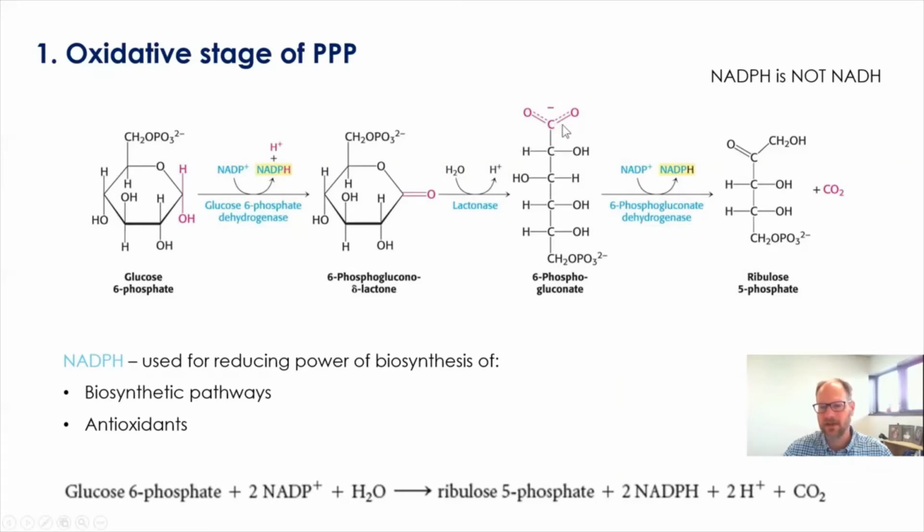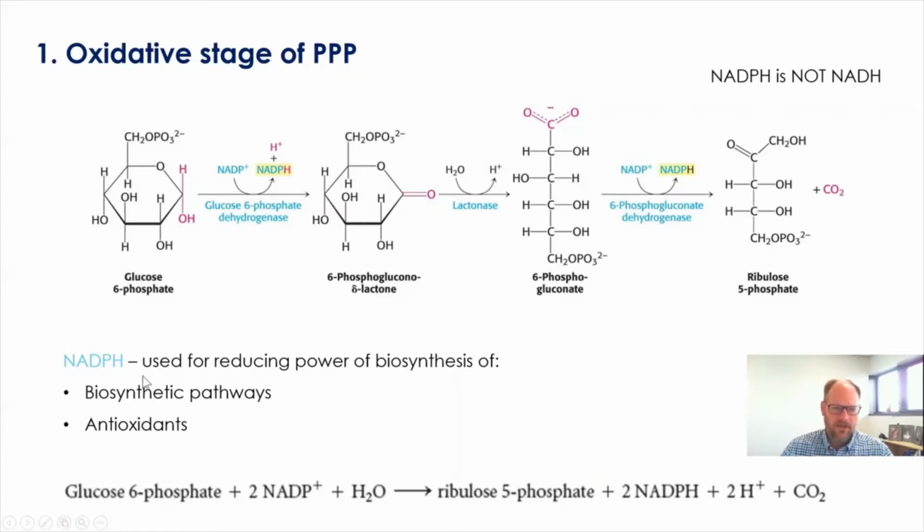And so if you can imagine in a step here with a base abstracting a proton here, if those electrons resonate back onto this carbon, then this guy can leave as a carbon dioxide. So that's ultimately what's providing the free energy driving power that leads to the production of this NADPH. Okay. So in these 3 steps that we're showing here, we've transitioned from glucose-6-phosphate to ribulose 5-phosphate.